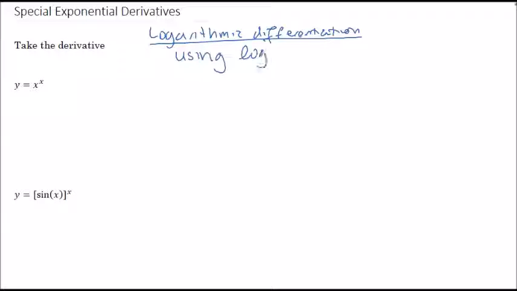In this video, we're going to take a look at some special exponential derivatives and how to take them. We're going to use a technique called logarithmic differentiation. And before we start, I'm just going to give a quick explanation as to what this means. It means using a log or an ln to extract a variable from an exponent.